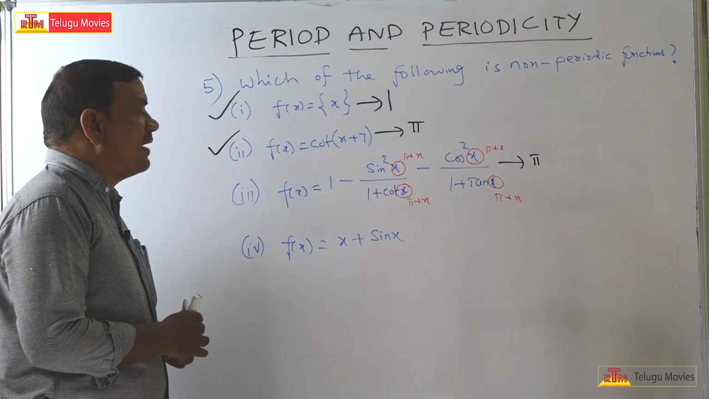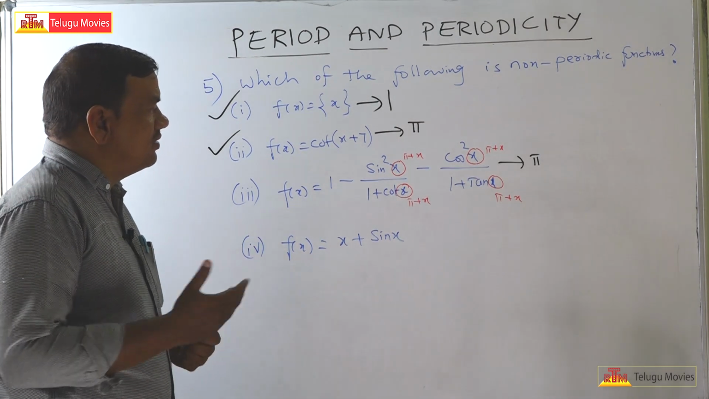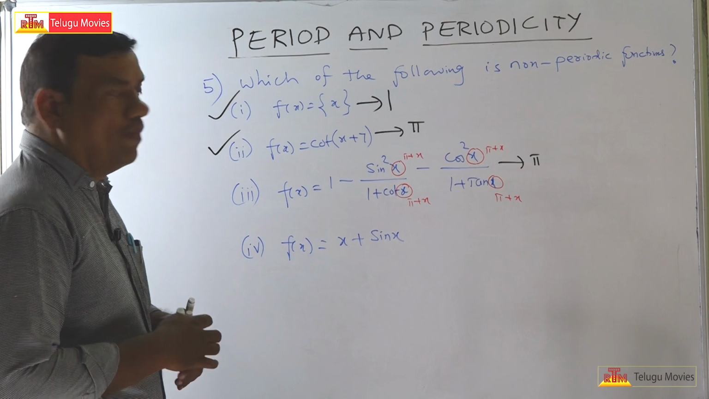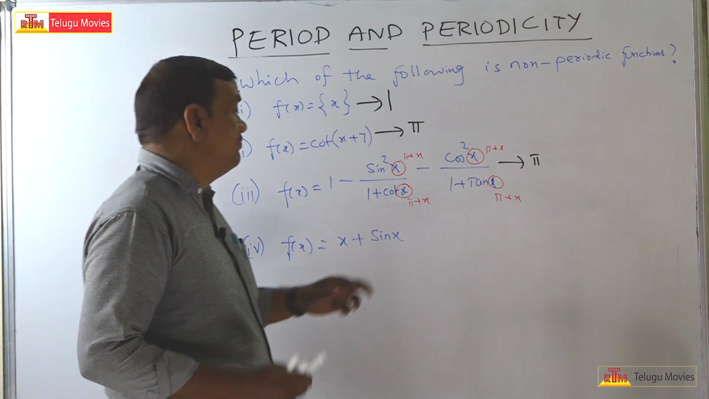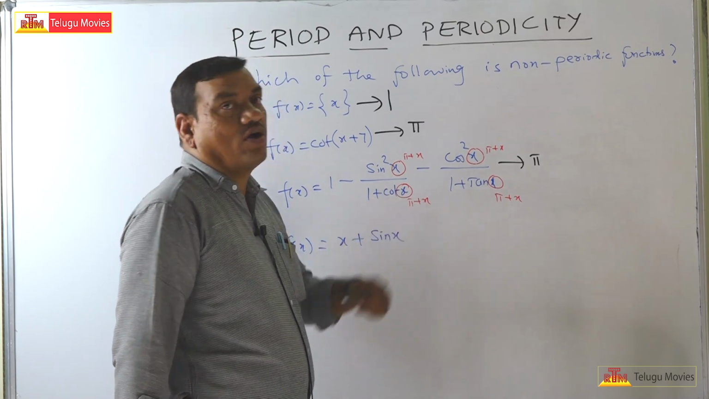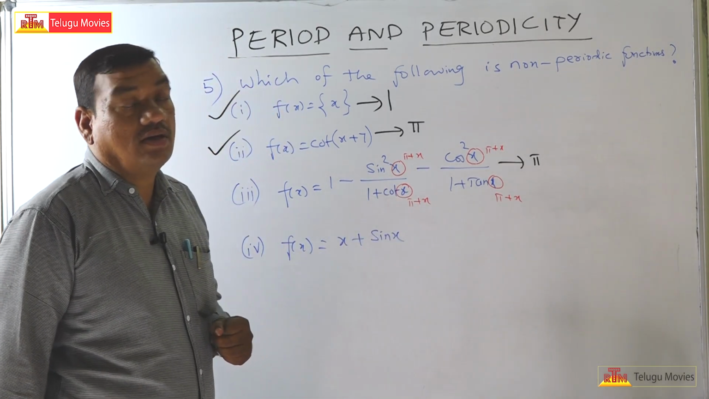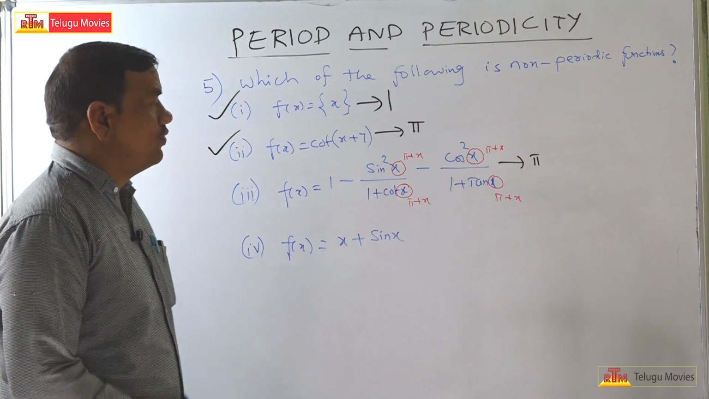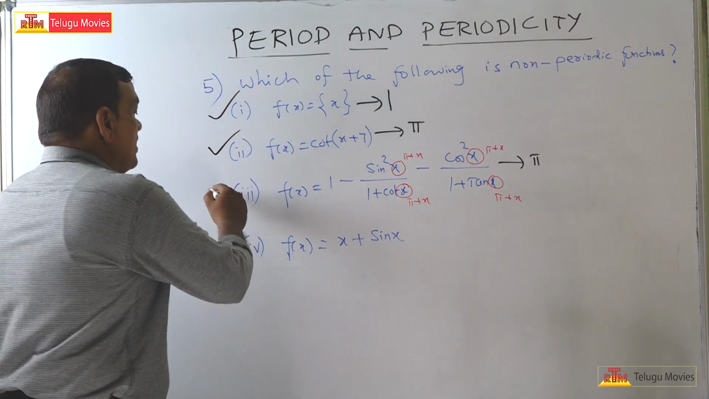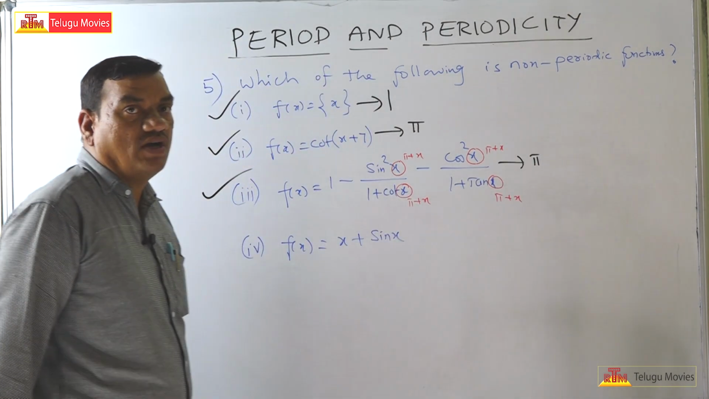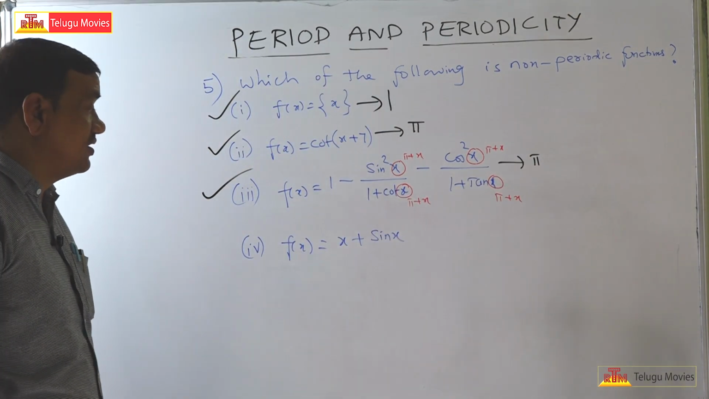Now, if you substitute pi by 2 plus x, this will become minus cot x, minus tan x. It won't come. Therefore, only pi is the right answer. So this is also a periodic function with the period pi. Pi by 2 cannot be the period of that function. Only pi is the period of that function.